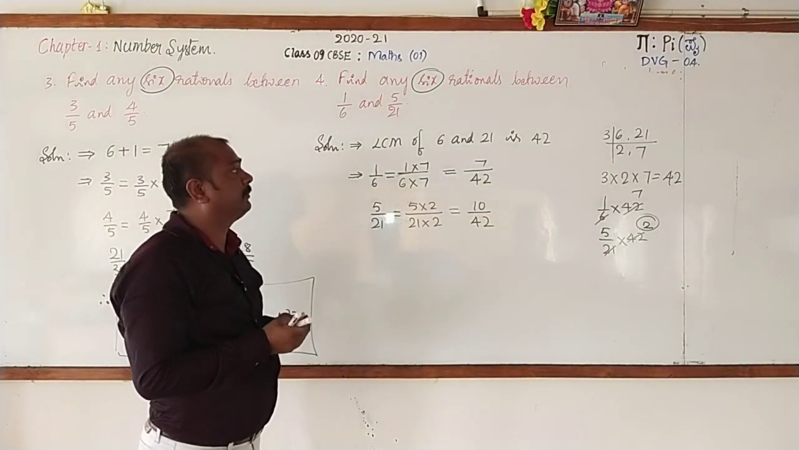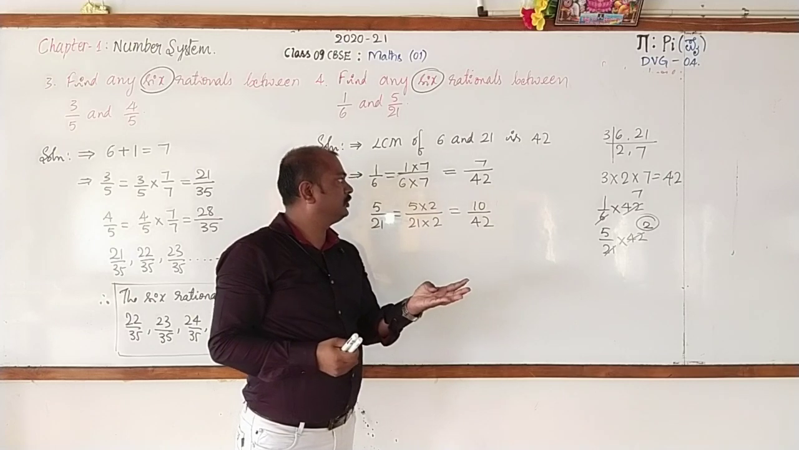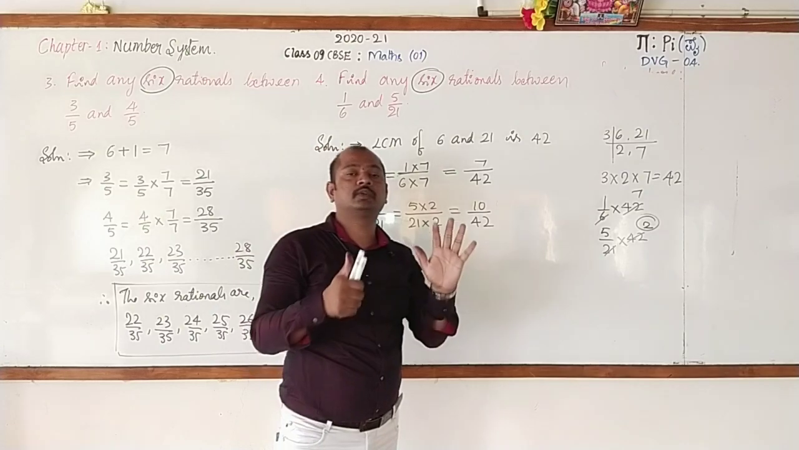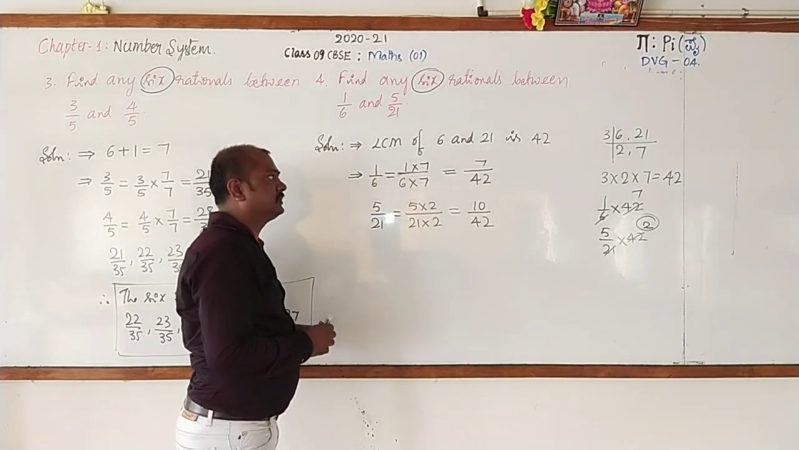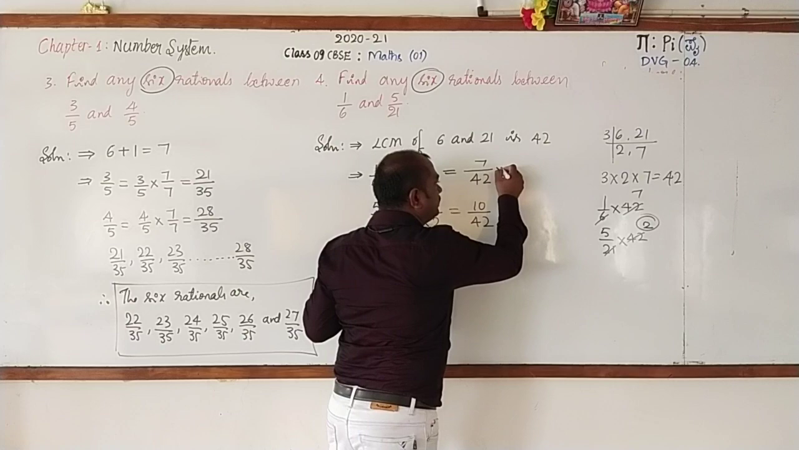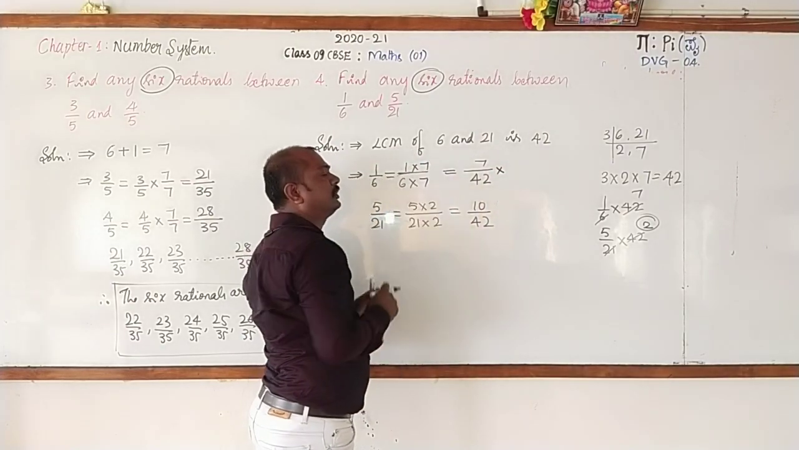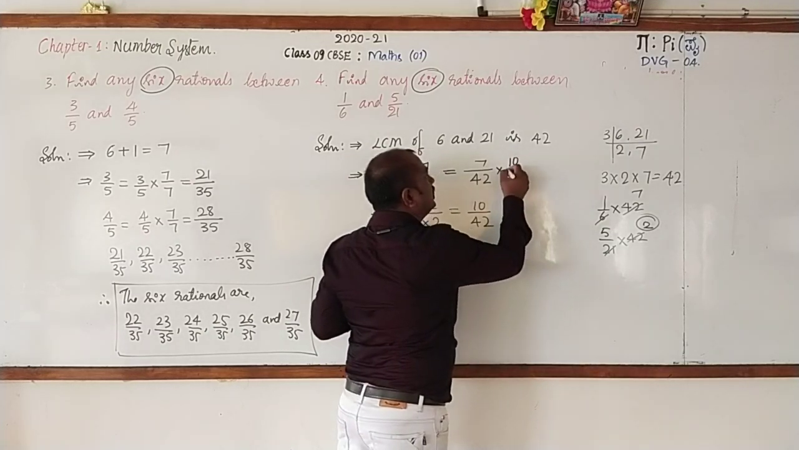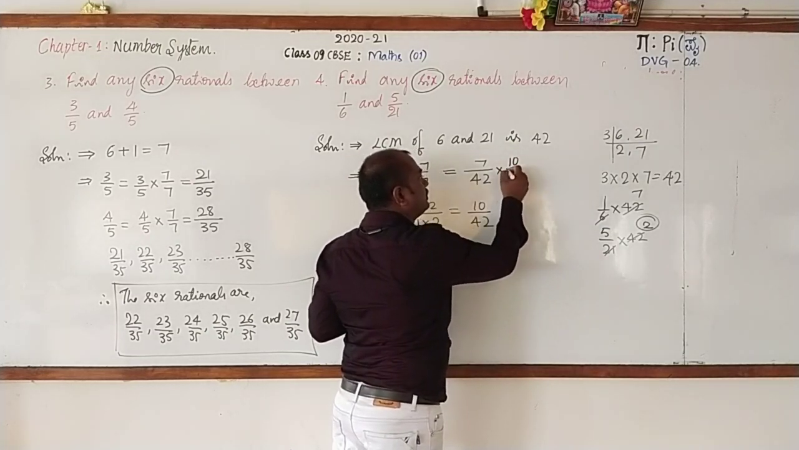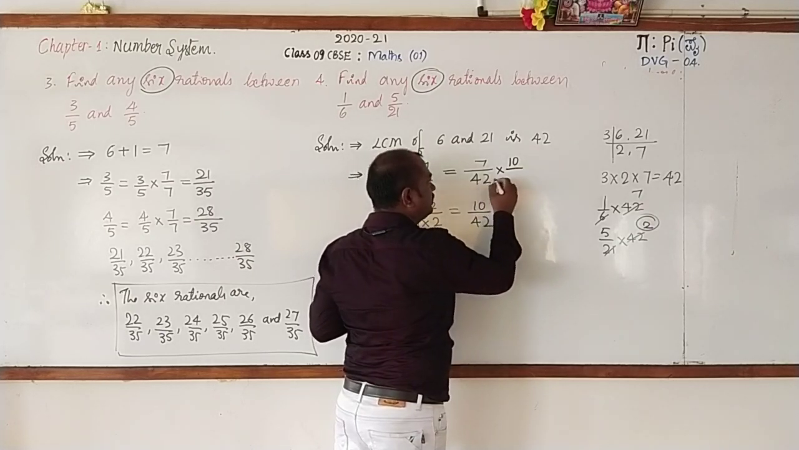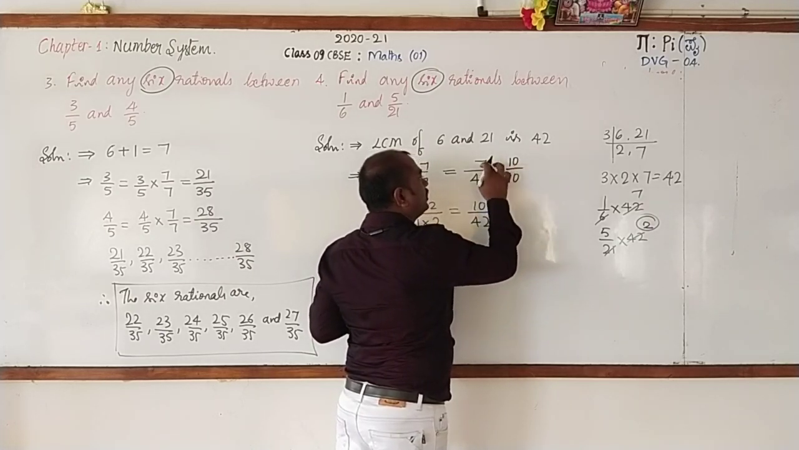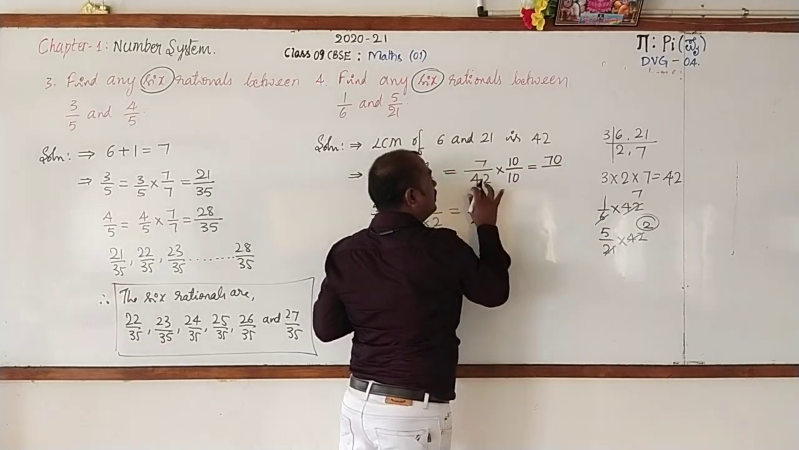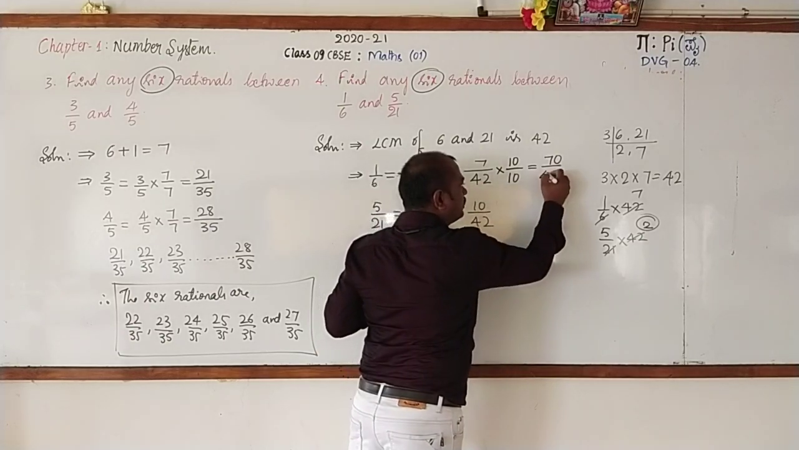How many are there between them? 8 by 42, 9 by 42. But how many we want? We want total 6 rationals. Hence, I go for multiplying any number to the numerator and denominator. I'll take 10. It will be simple one. Simplifying, here multiply 10 to the numerator and 10 to the denominator. Now 7 into 10 is 70. 42 into 10, it is 420.